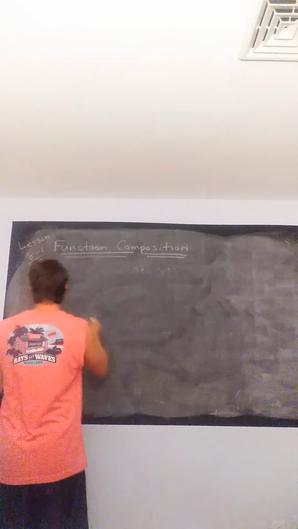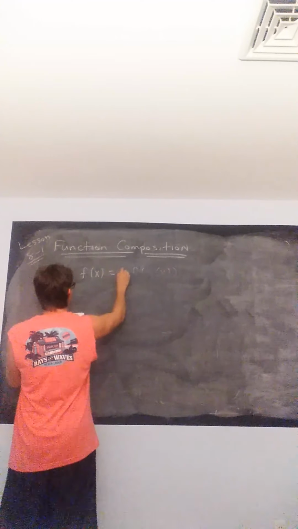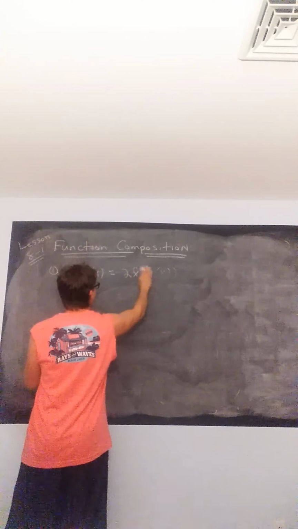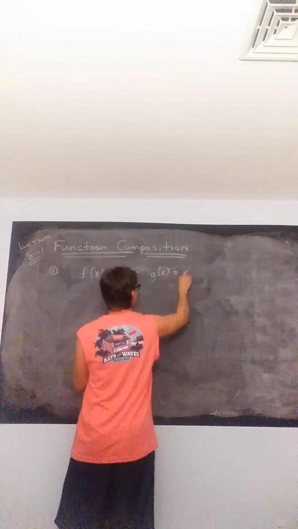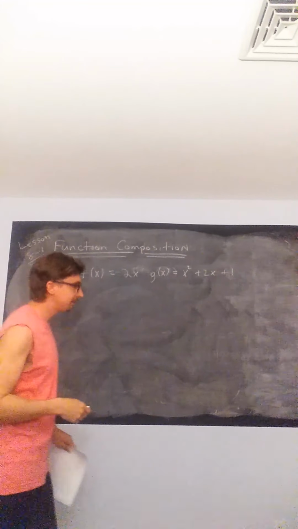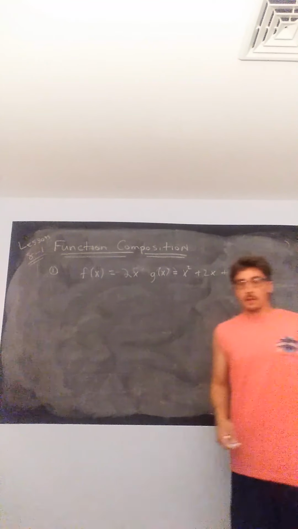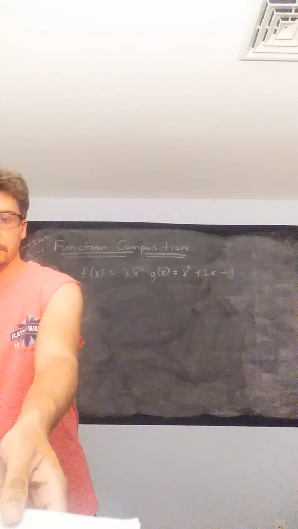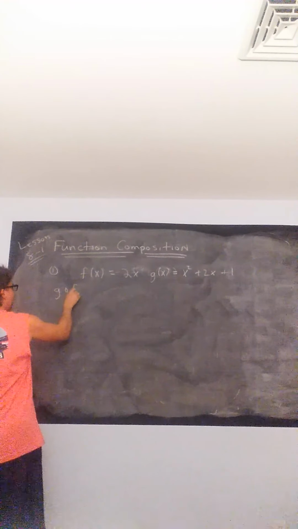So let's look at an example that you had in your notes. This was example 1. f of x is the function 2x, and g of x is the function x squared plus 2x plus 1. Okay? What we want to do is figure out what is g of f of x.